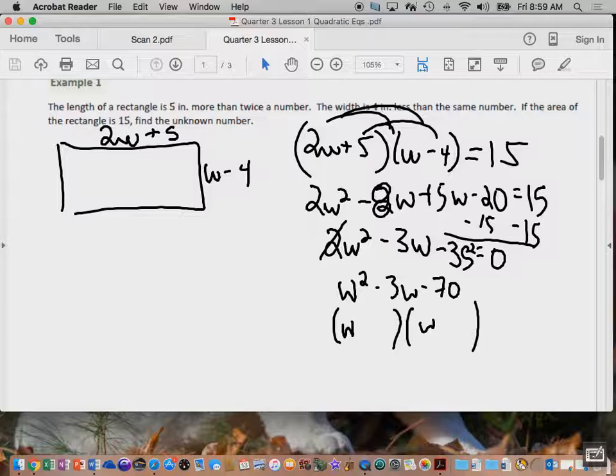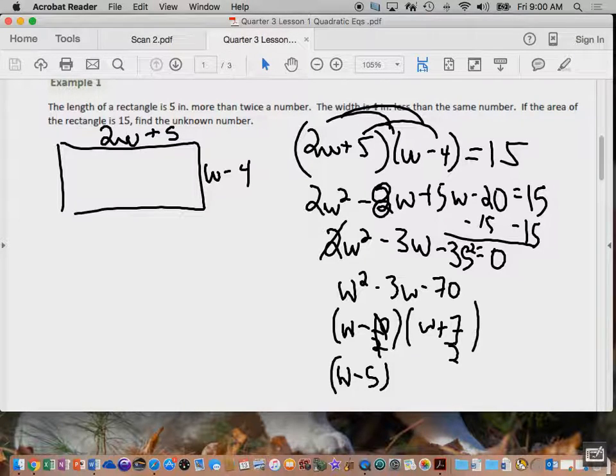Think of the easiest way to get 70. 10 and 7, right? It's going to be w minus 10, w plus 7. But then, because this is plan B, since I multiplied by 2, what do I have to remember to do? Divide by 2. As we learned before, simplify. w minus 5.